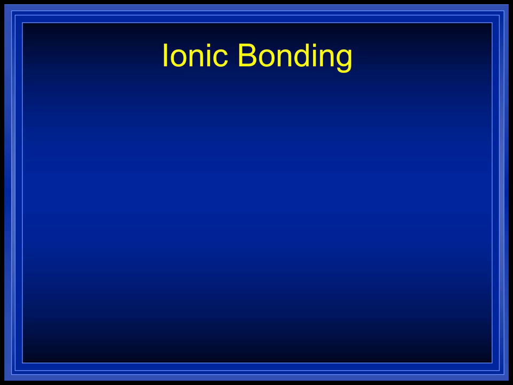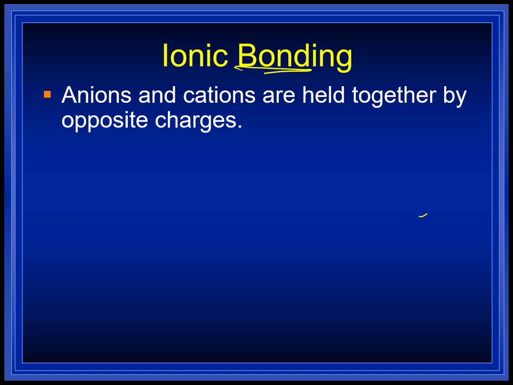So now that we can make ions, we can stick those ions together. Bond, stick together. What's going to make ions stick is opposite charges. Cations have a positive charge, anions have a negative charge. That's the bond. The bond is the opposite charges sticking to each other.